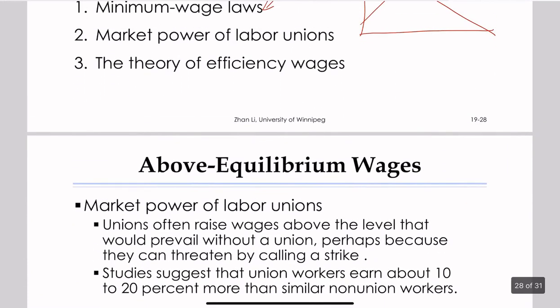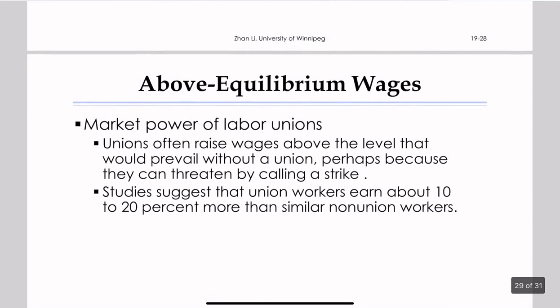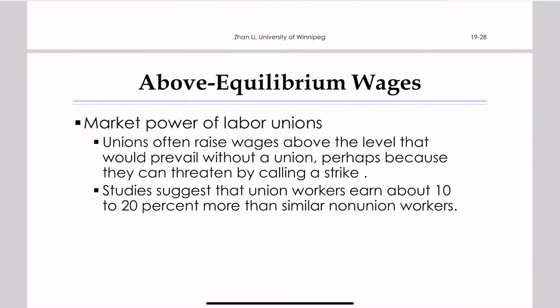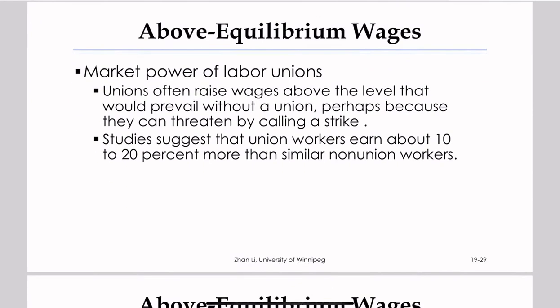And then it's also easy to understand the market power of labor unions, right? Essentially, because labor unions have huge collective bargaining power, they can force the firm to raise wages above the equilibrium level, because they can basically tell the firm, hey, if you don't agree to this wage increase, then we will do a strike for 7 days, right? And if you look at the research, research finds that union workers generally earn about 10 or 20% more compared with non-union workers.